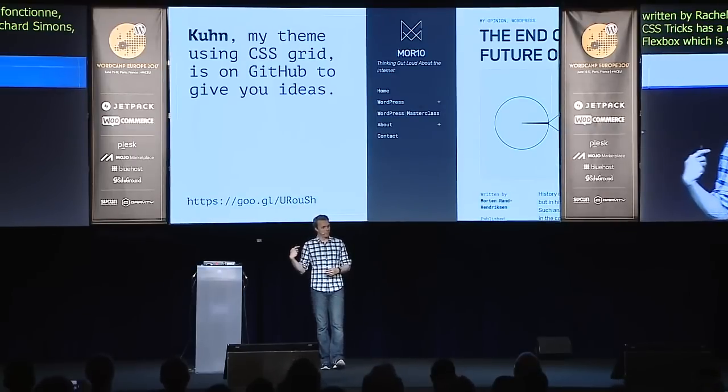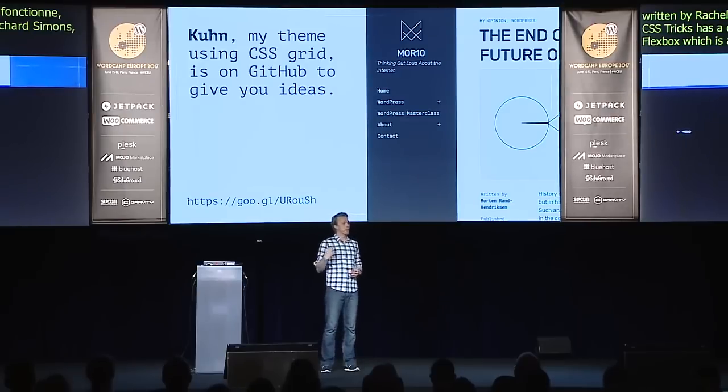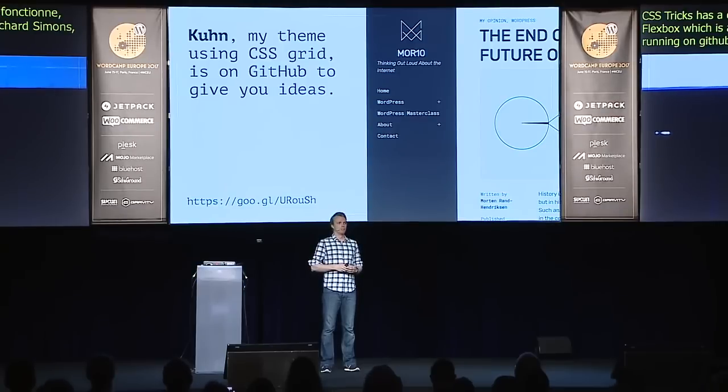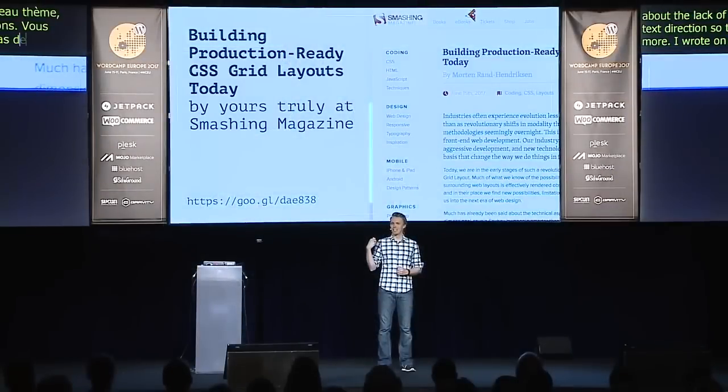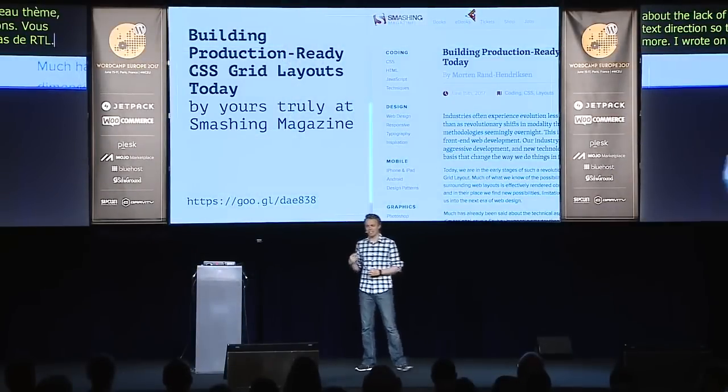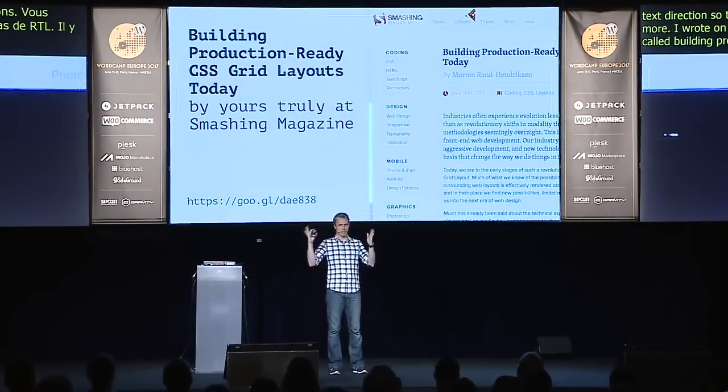Kuhn, my new theme, which is running on my website, is on GitHub, and you can go check it out, pick it apart, send pull requests, complain about the lack of internationalization. What you'll notice is CSS Grid respects text direction, so there is no RTL style sheet, because with CSS Grid, you don't need it anymore. I wrote an article about this that came out in Smashing Magazine yesterday called Building Production-Ready CSS Grid Layouts Today. That covers what I talked about here, plus how I designed the theme, plus a bunch of other stuff. Go read it.